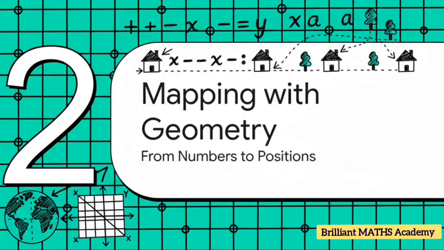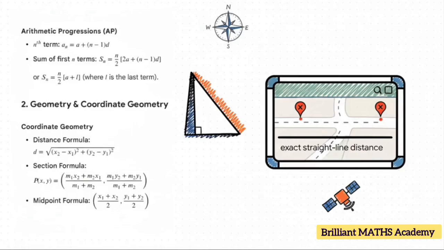Now, let's use it to actually map the world around us. Welcome to coordinate geometry, where numbers become real positions on a grid. This formula right here is one of the most useful things you'll ever see. It's basically the Pythagorean theorem just dressed up for a coordinate plane.